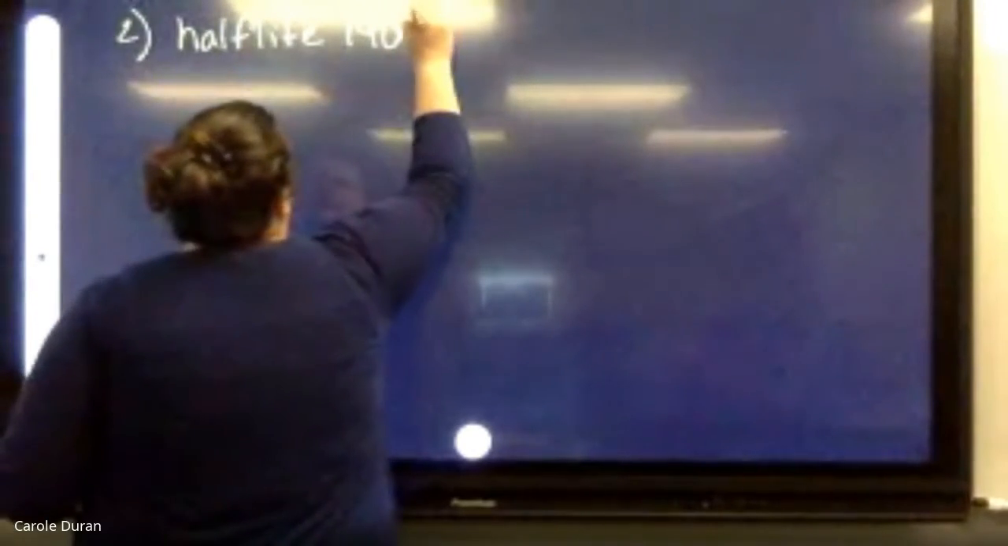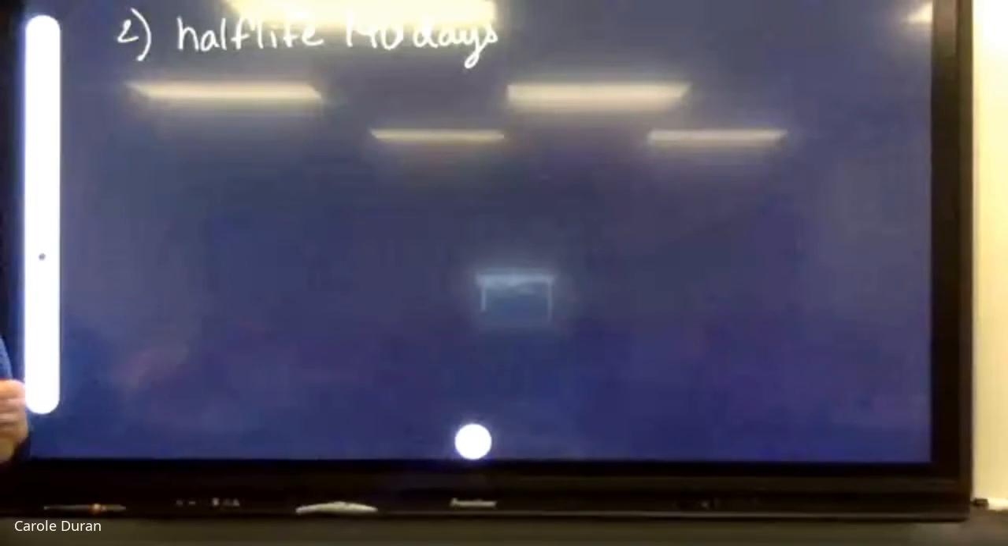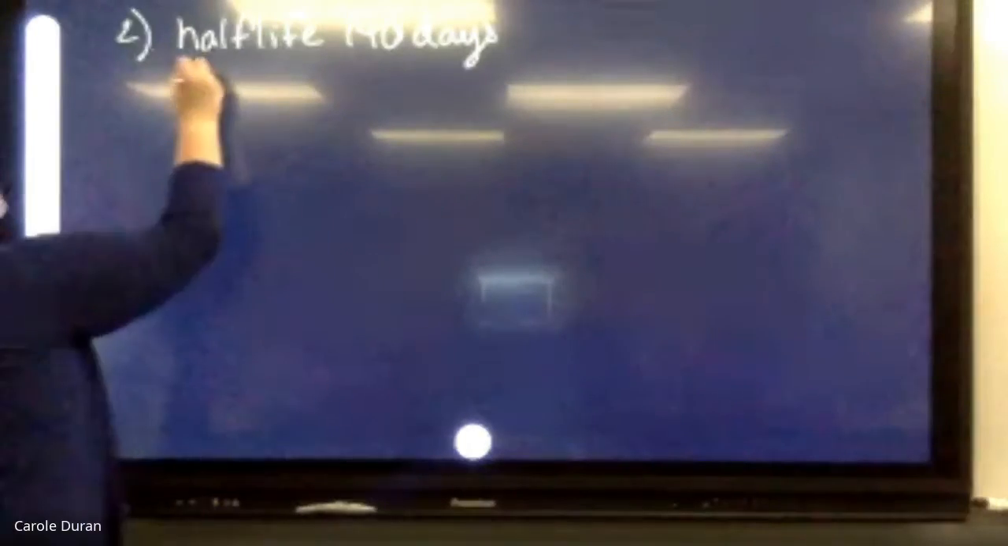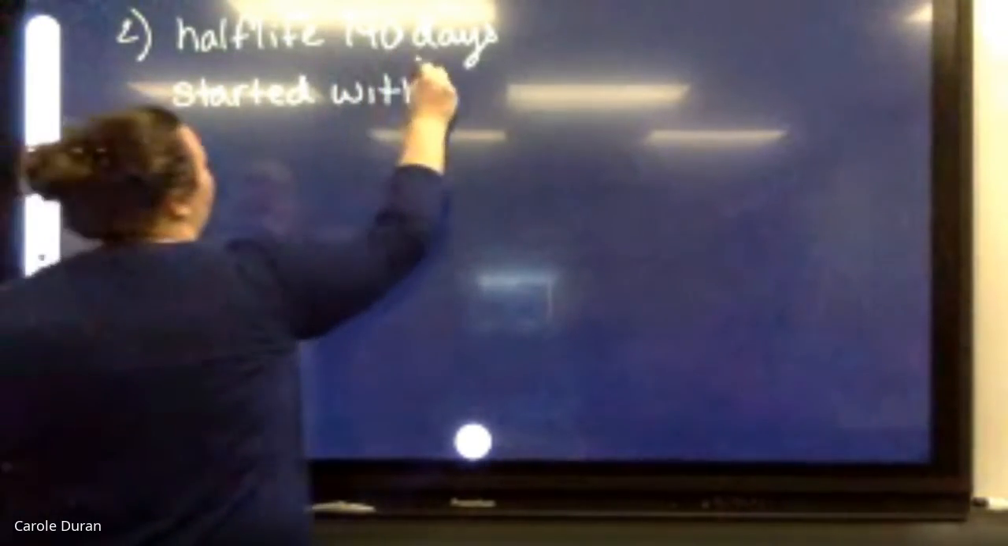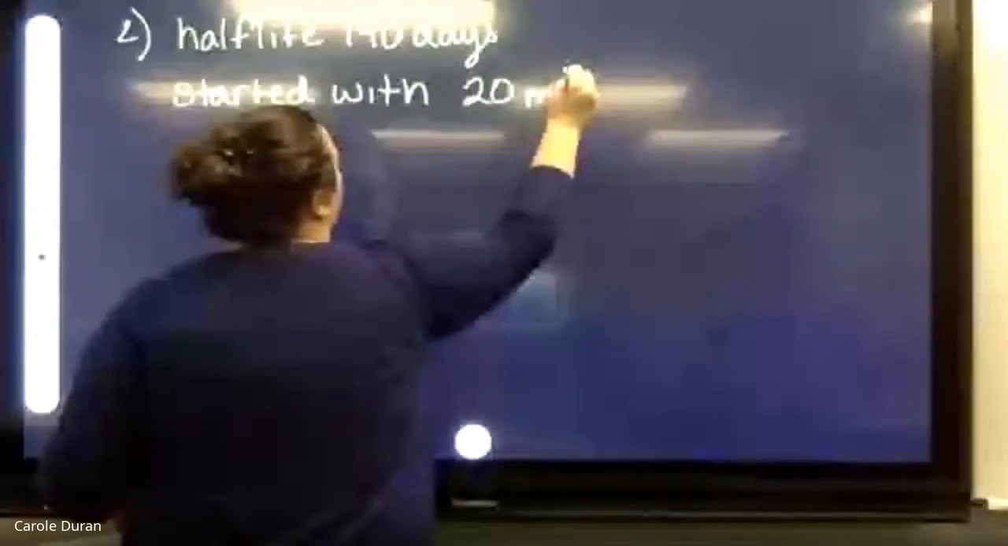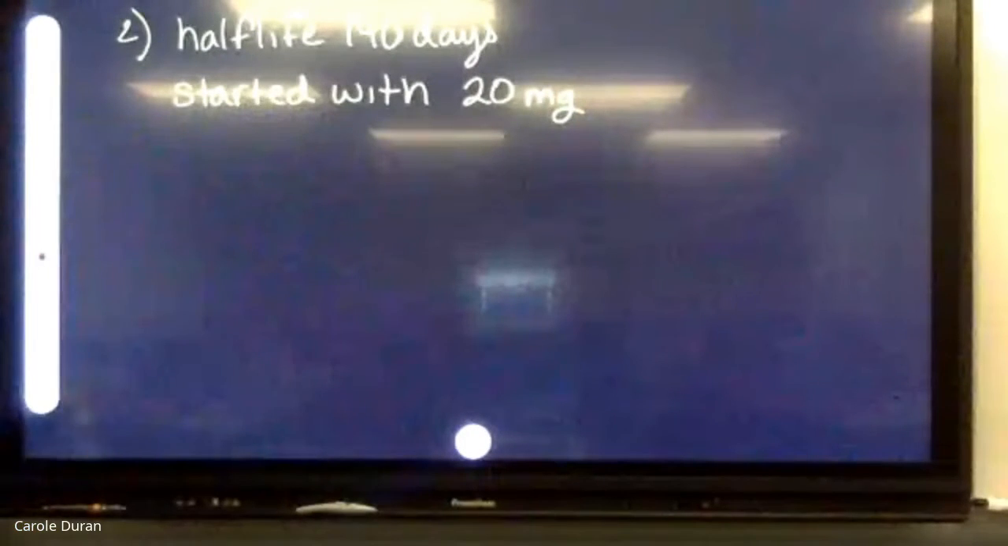I'm just going to pull out the important information here. If we started with 20 milligrams, I want to graph the model just like I did before. So the 2 pieces of information I needed here were how long my half-life was and how much I started with.